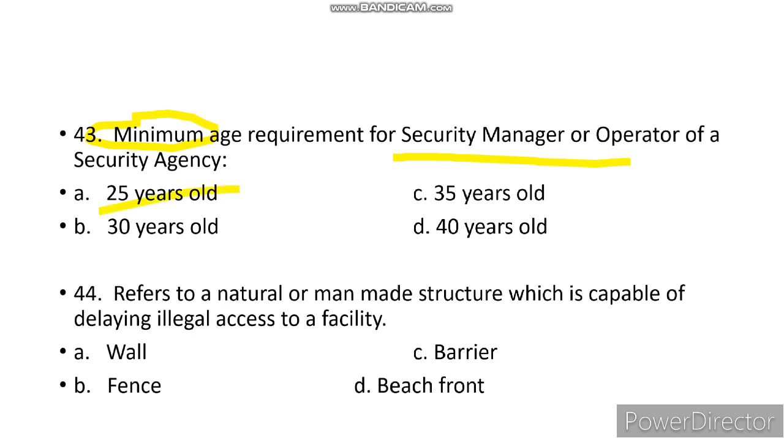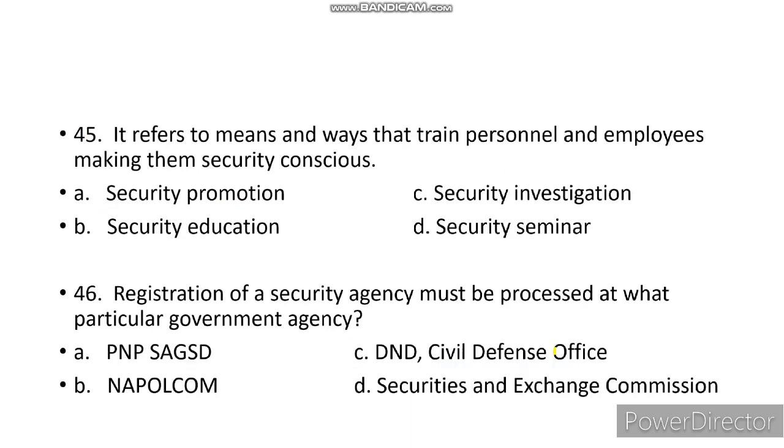25. 44. It refers to a natural or man-made structure which is capable of delaying illegal access to a facility. Natural ha, or it could be natural or man-made structure na dinedelay illegal access makapasok sa facility. So the answer is barrier. Kasi we can use natural barrier, puno, di ba? 45. It refers to means and ways that train personnel employees making them security conscious. That's security education.